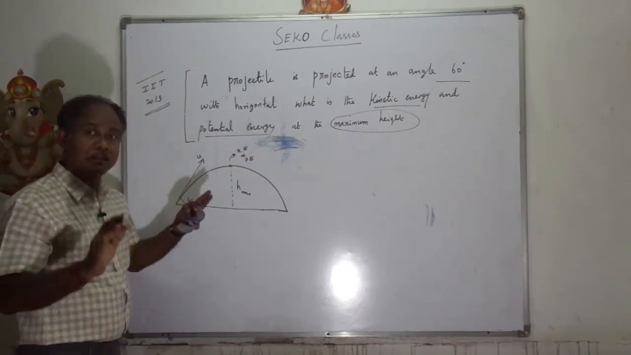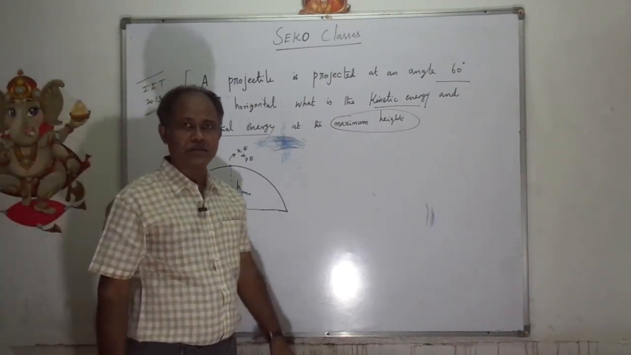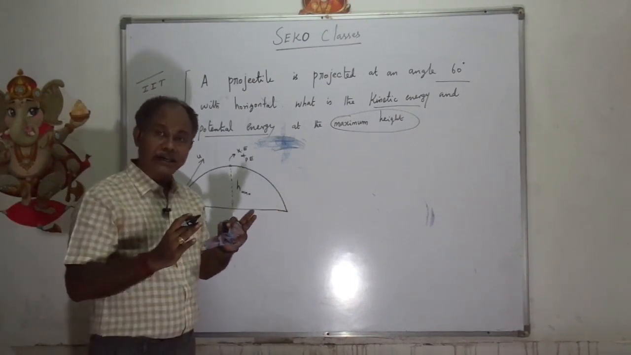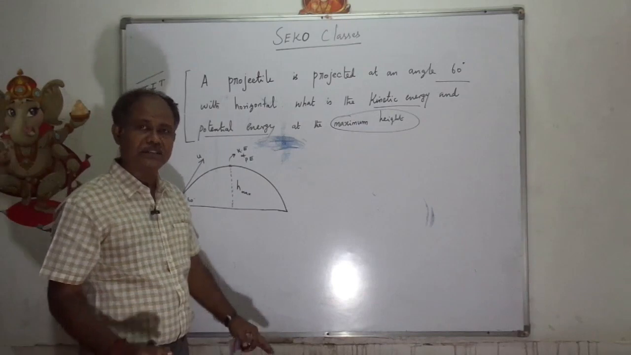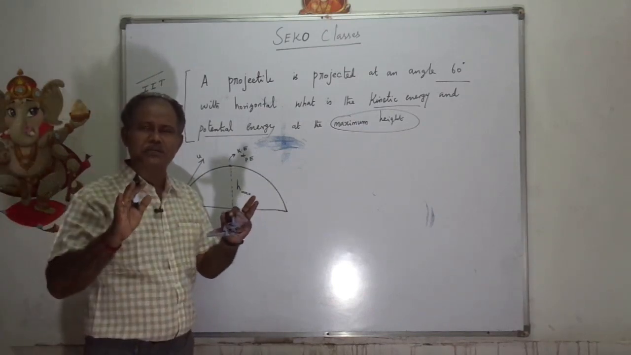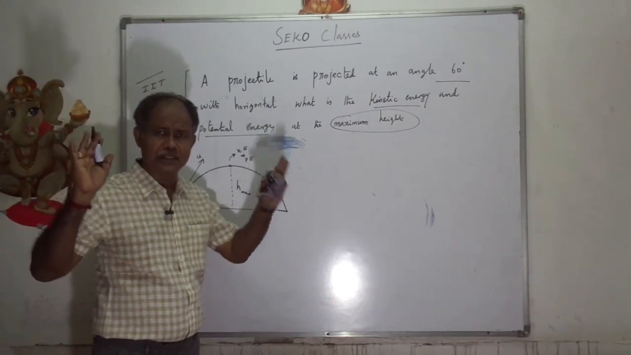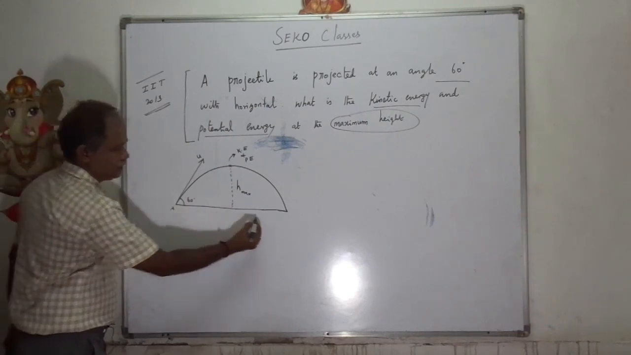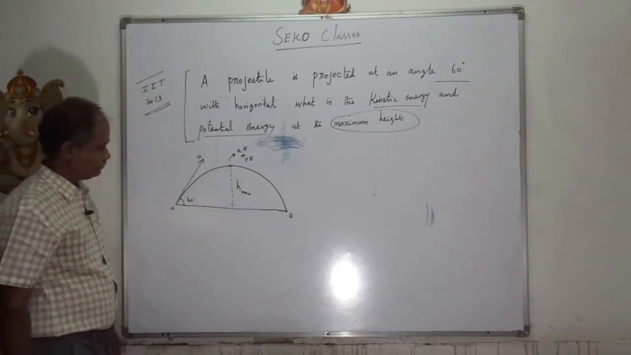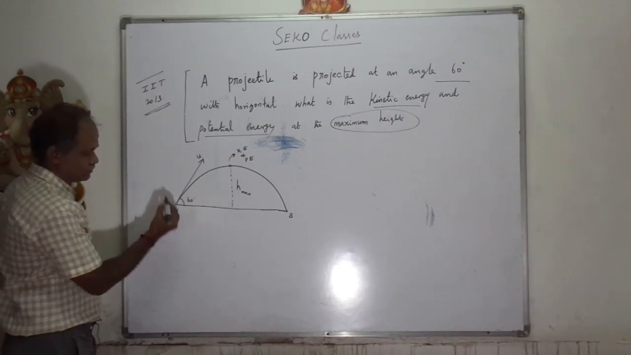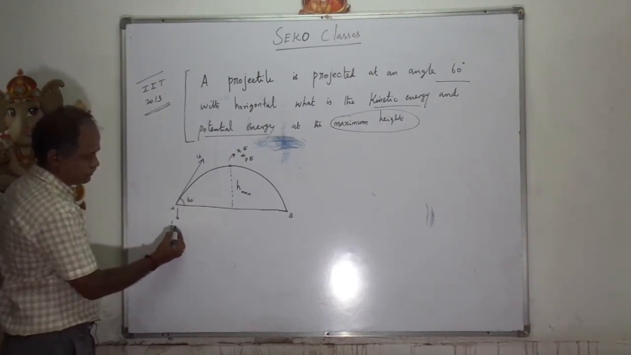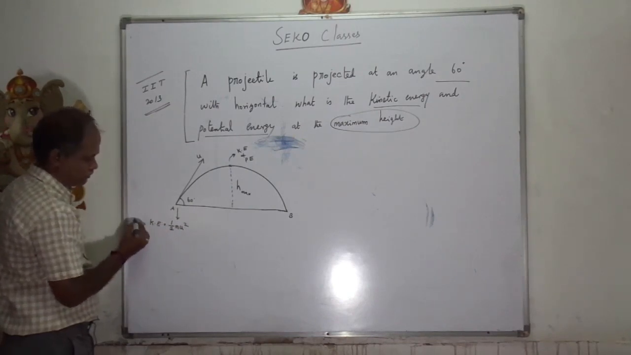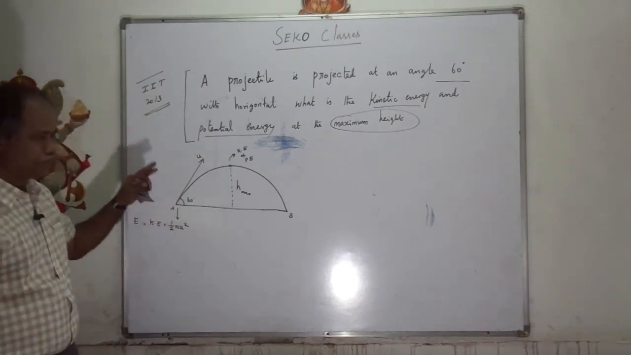Actually, these types of questions are very important from the entrance examination point of view. First, follow the direct method of solving this particular problem. After that, I will give a fantastic shortcut method. For example, let us consider this as point A, this is point B. Here, what is the kinetic energy? The kinetic energy is half m u square at this point.